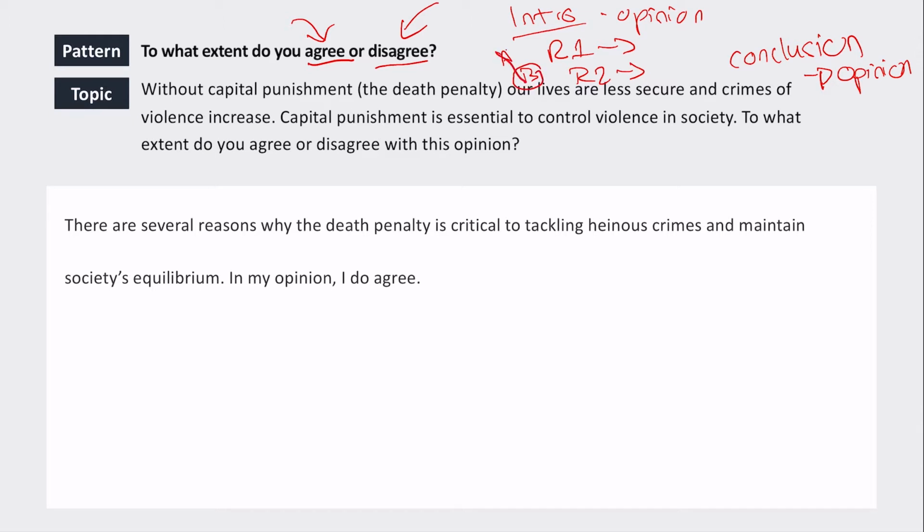So I usually recommend to my students, you give your first reason why you agree or disagree and your second reason why you agree or disagree. Okay, and that's the easiest and most straightforward way to answer this kind of essay. So let's look at the topic.